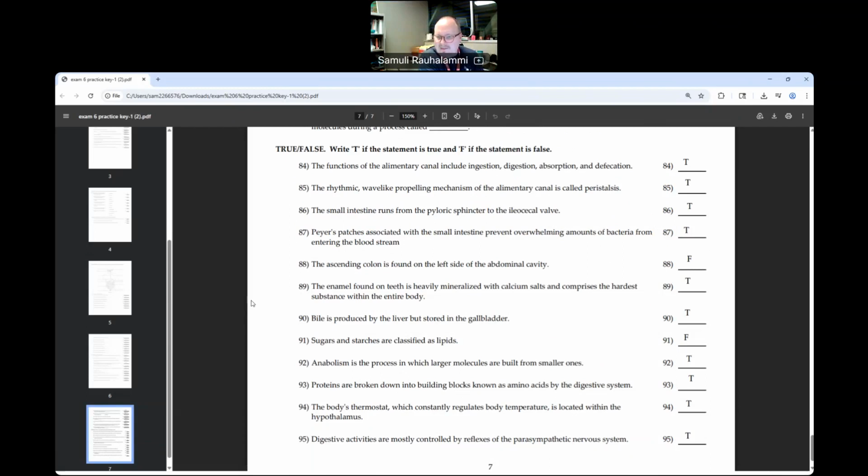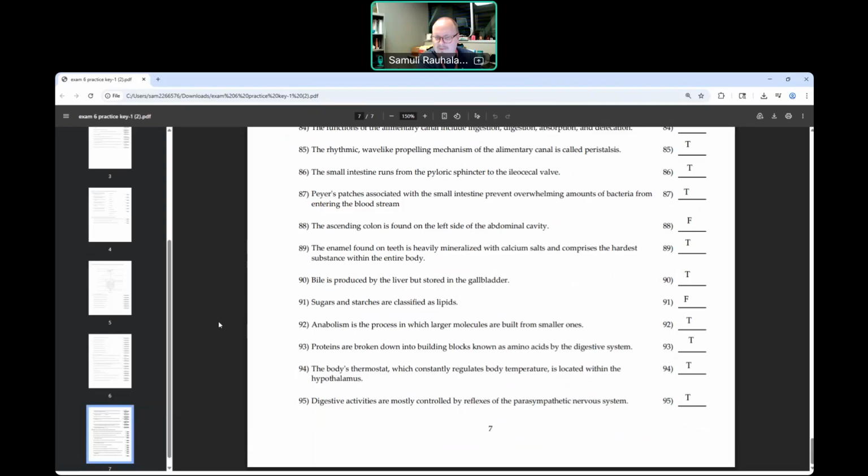Question 89 shows us that the enamel found as the outermost layer of the teeth is one of the hardest materials of the body. That is true. In fact, once we get to the tooth bone, it is pretty porous, so it is important that we protect the enamel. Question 90, we remember that it was the liver that produced bile, but that was stored in the gallbladder. So that is true.